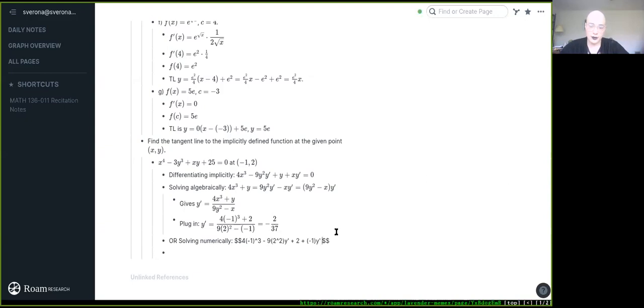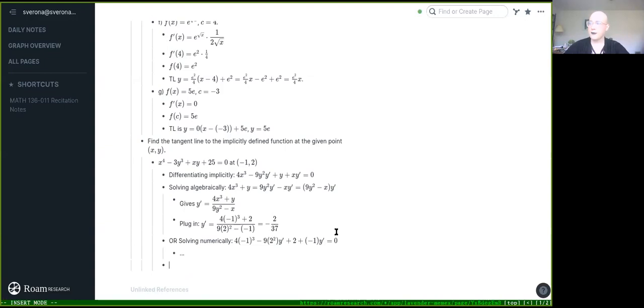Equals 0. Okay. And then you could solve that out. You're going to get the same thing for y. I just wanted to show you a couple of different but equivalent ways. You're doing the same thing in 2 different orders, so it's the same. You're going to get the same result.